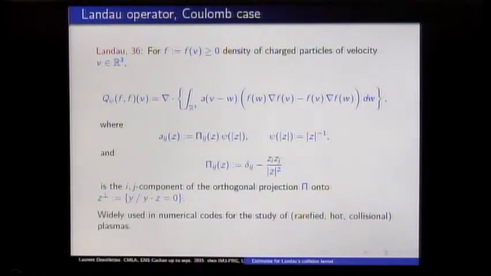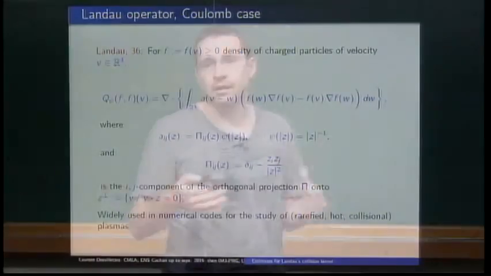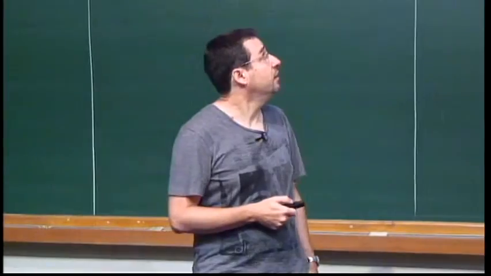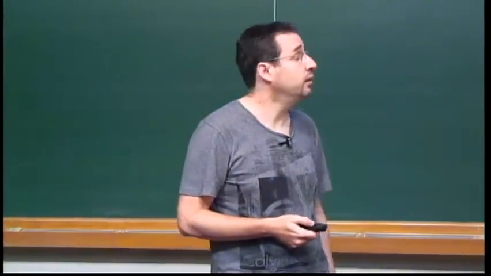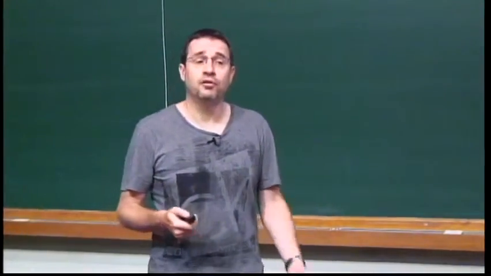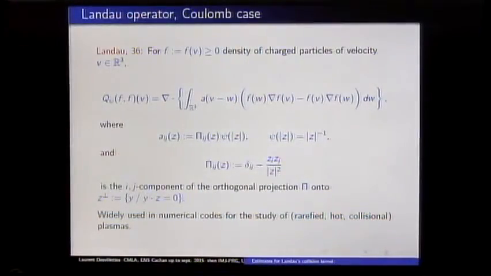So let me first introduce the Landau collision kernel. So actually, the context is the following. In the 30s, Lev Landau wanted to write down a collision operator which could be used for plasmas, that is a medium in which you have charged particles. And what existed at that time was a collision kernel for neutral gases. And this was discovered by Boltzmann and Maxwell in the 19th century.